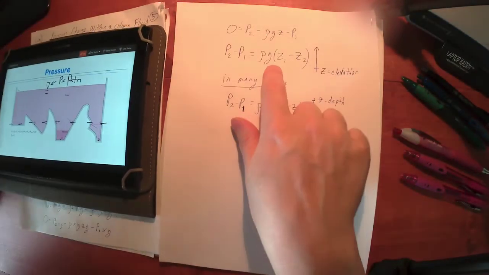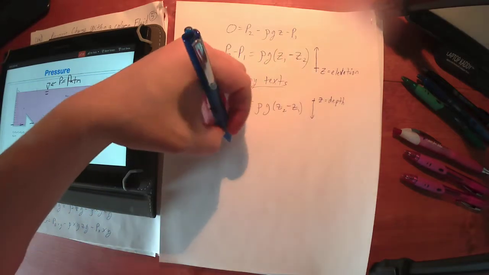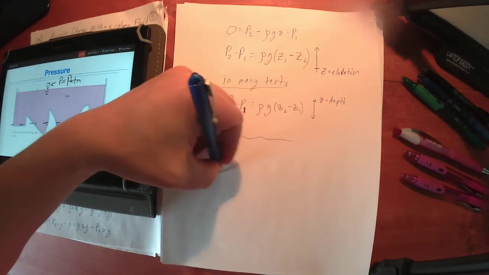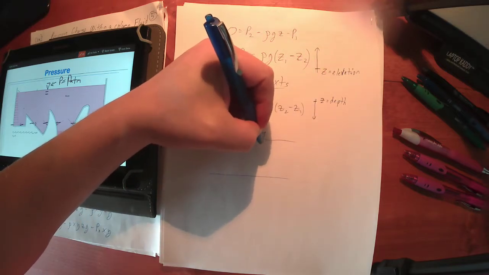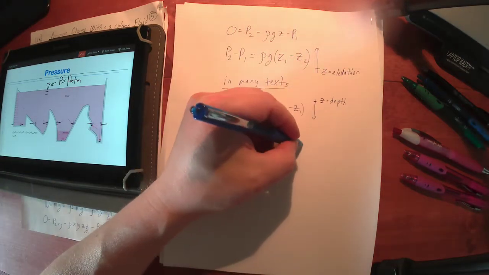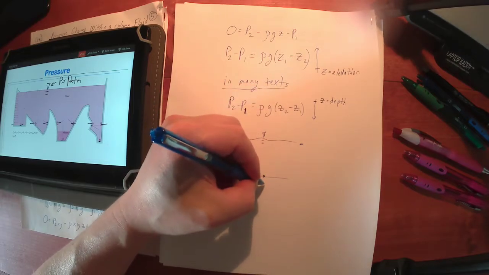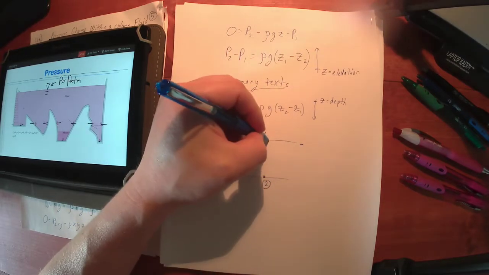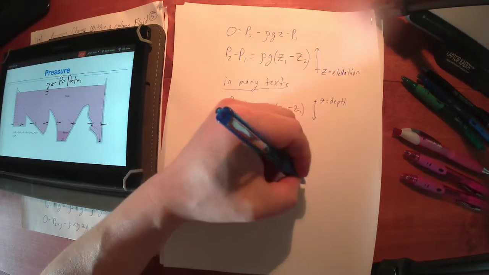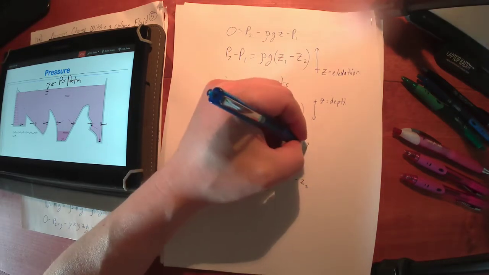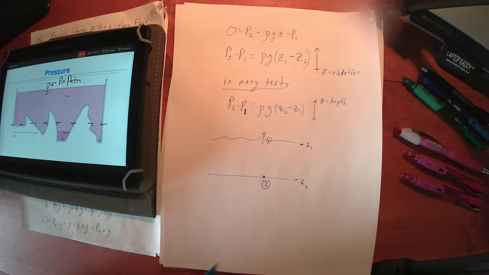Well, it's based on this expression. Let's say that this is open to the atmosphere, and let's say that I want to know the pressure down here at this point. Let's say this is 2, and we'll say this is 1. Right? So these have z values. You've got z2 and z1. Remember, we're using z to refer to elevation.